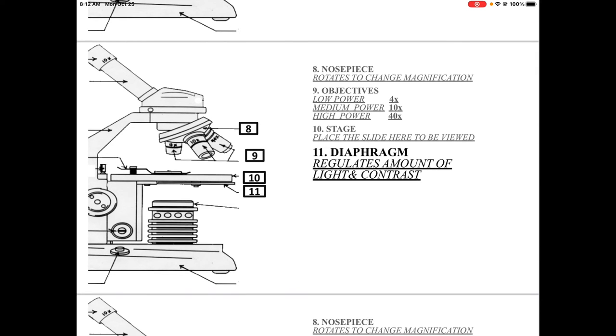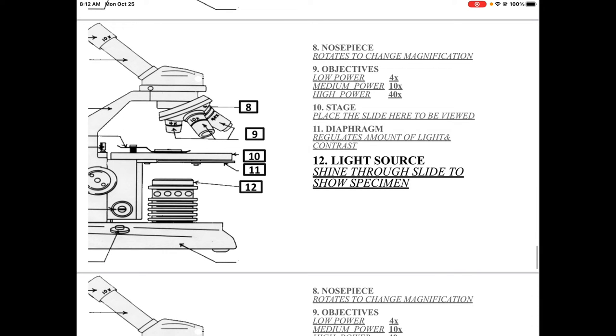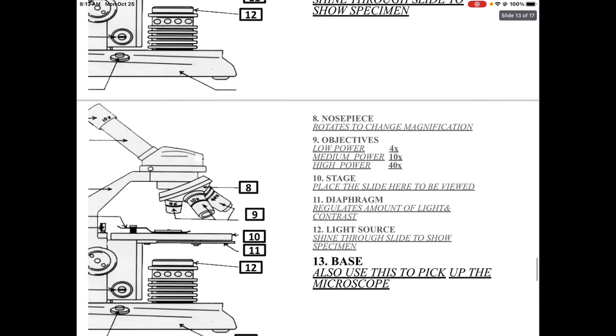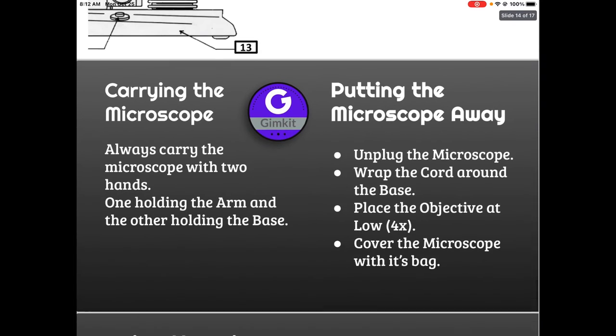And then the diaphragm, the older microscopes have this to regulate the amount of light. The newer microscopes have a dimmer switch, which is really awesome. So diaphragm or dimmer switch. And then the light source. Most of the newer microscopes are LED. The older microscopes are not and can get very hot. So be careful about touching the light on the older microscopes. And then the base is the other strong part. If you need to rotate the microscope on the counter to move it around, you use the base.